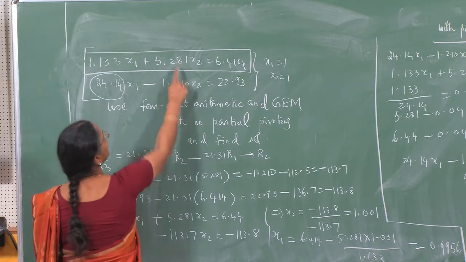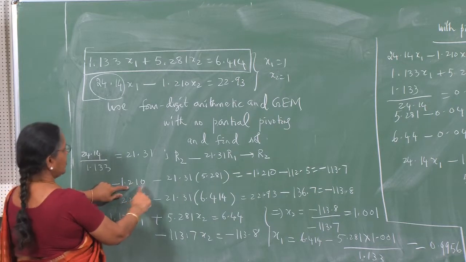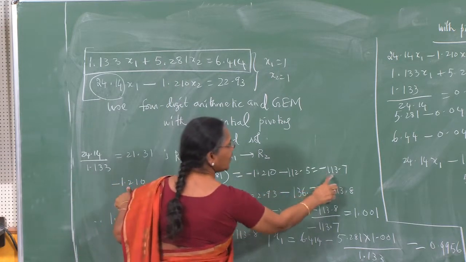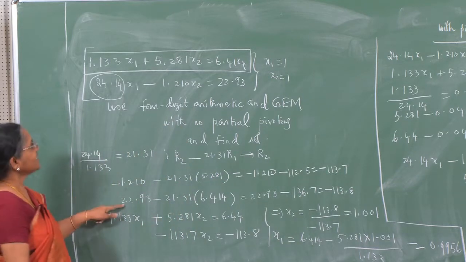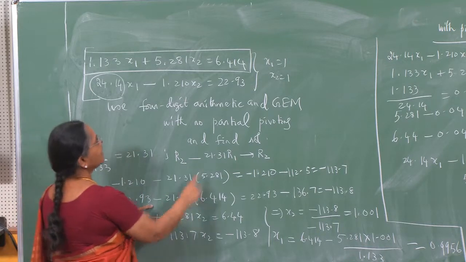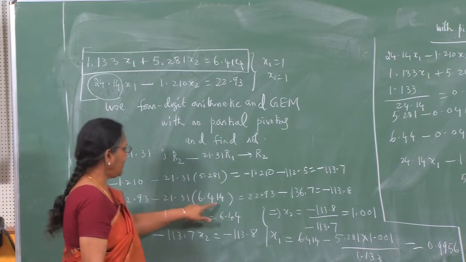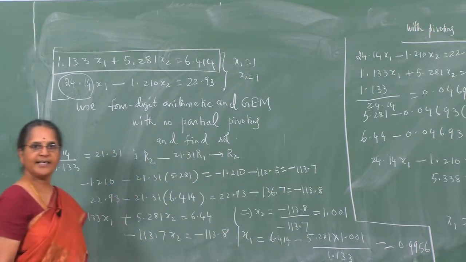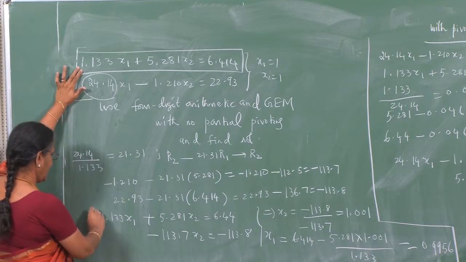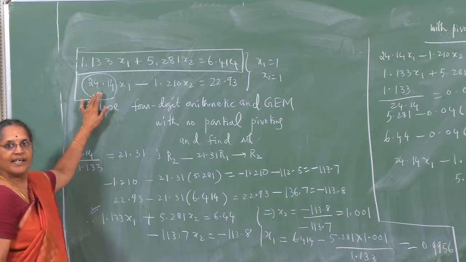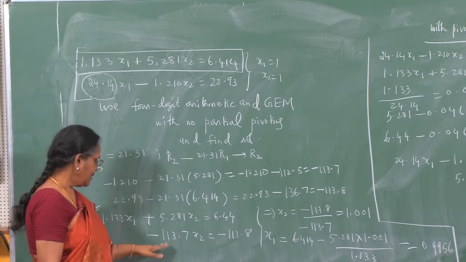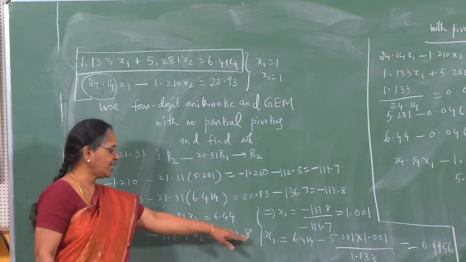Now, let us see what will be the coefficient of x2. So, it will be minus 1.210 minus 21.31 times 5.281, and that simplifies to minus 113.7. Let us see what happens to the right hand side. So, that is 22.93 minus 21.31 times 6.414, and when you simplify, that turns out to be minus 113.8. So, let us now write down the system of equations. The first equation, being the pivotal equation, remains as it is, and the second equation has now been obtained by making the coefficient of x1 to be 0, and the resulting equation is minus 113.7 x2 equal to minus 113.8.